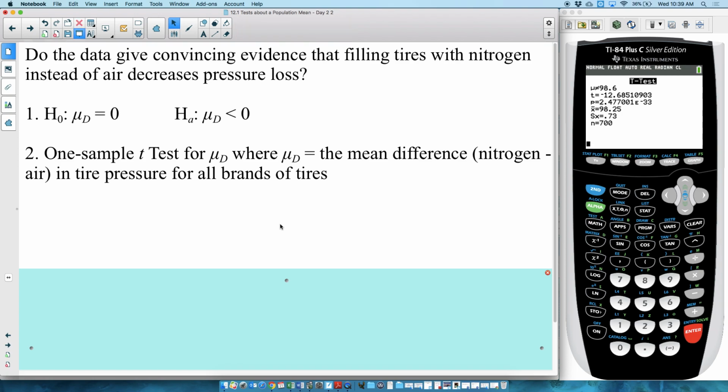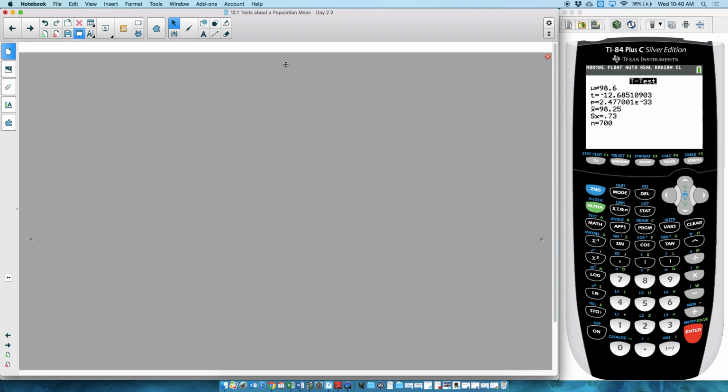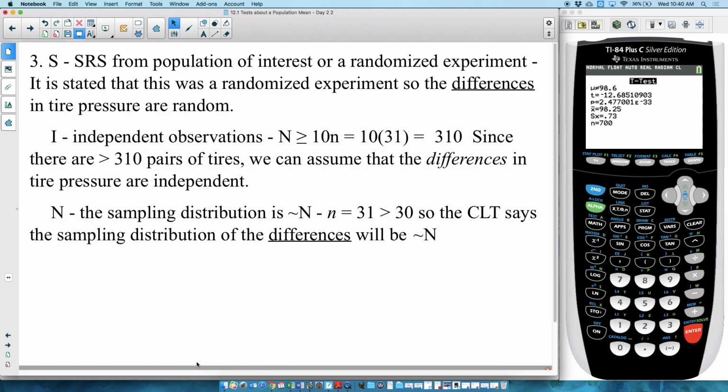This would be a one sample t-test for mu sub d, where mu sub d is the mean difference. Now you have to be careful about which way you subtract. I said nitrogen minus air in tire pressure for all brands of tires. Then our step 3, of course, would be to check the conditions. It's stated that this was a randomized experiment. They randomly decided which of the 2 tires got the nitrogen and which one got the air. So the differences in tire pressure are random.